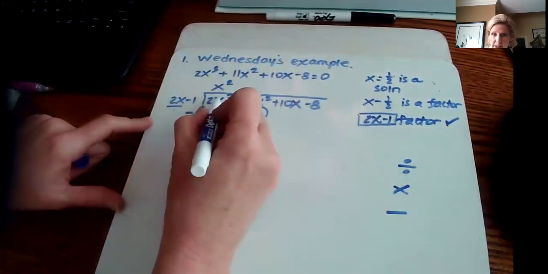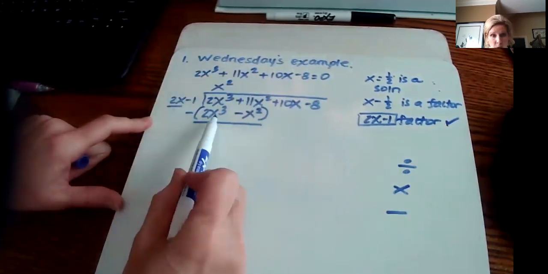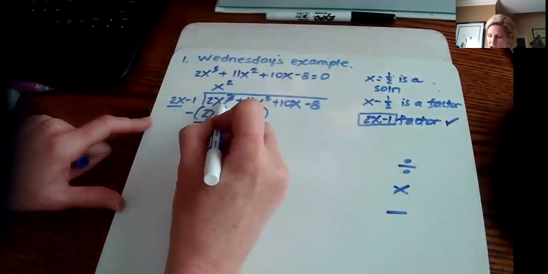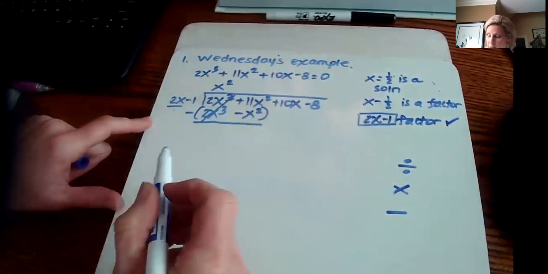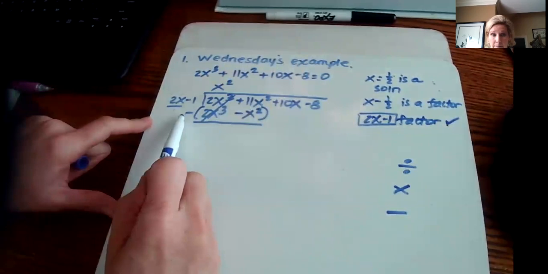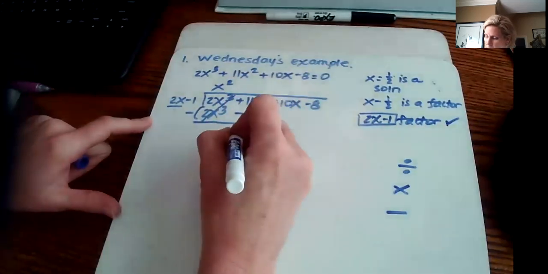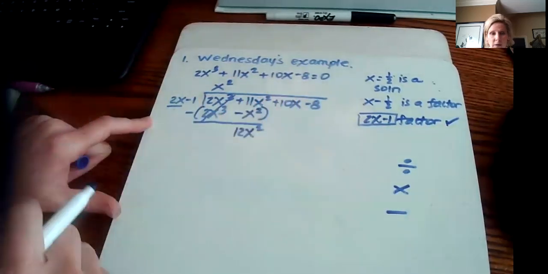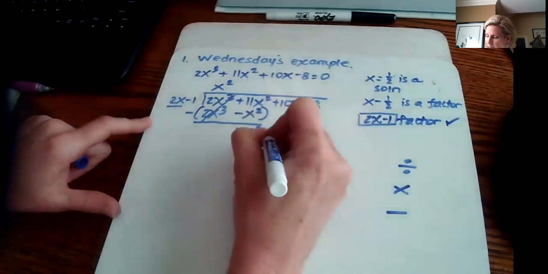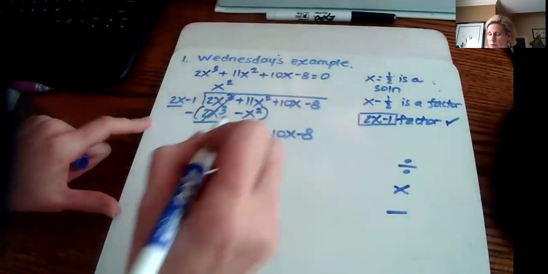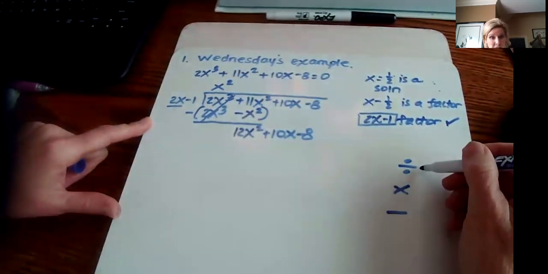All right, so 2x cubed minus 2x cubed zeroes out, and it should. If it doesn't, there's an issue. So now you do 11 minus a negative, which means plus. So 11 plus 1x squared is 12x squared. And you bring down the 10x minus 8. So now we go back to division.